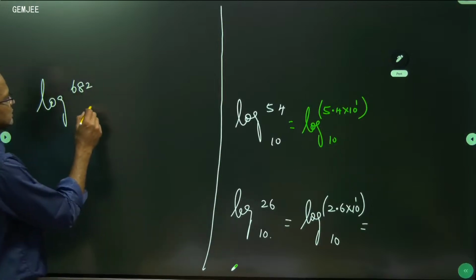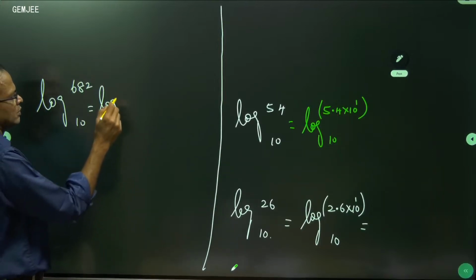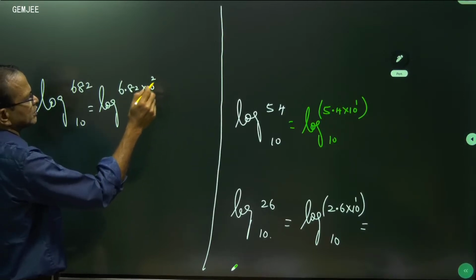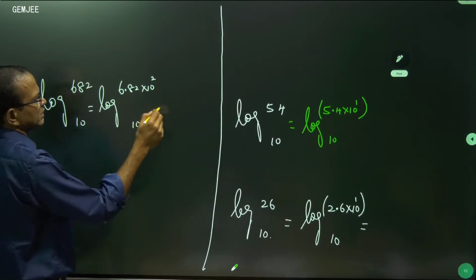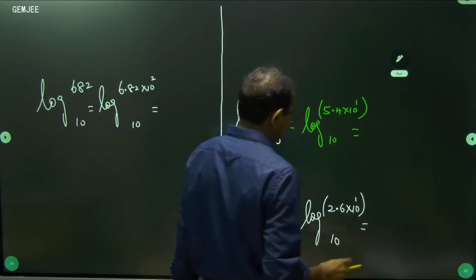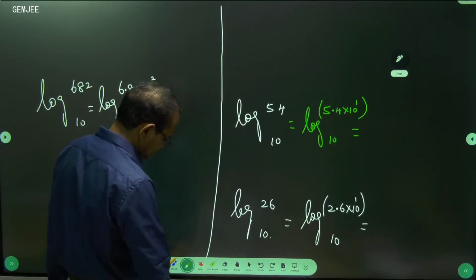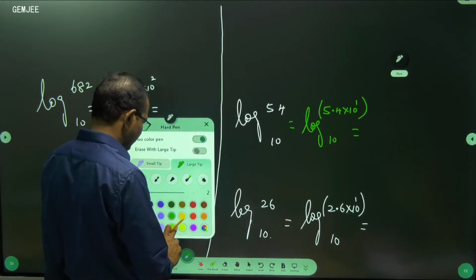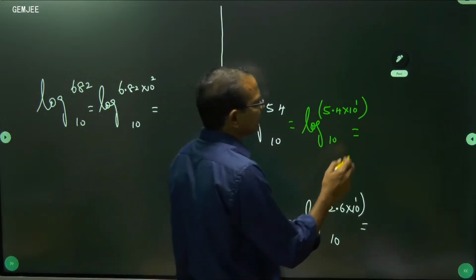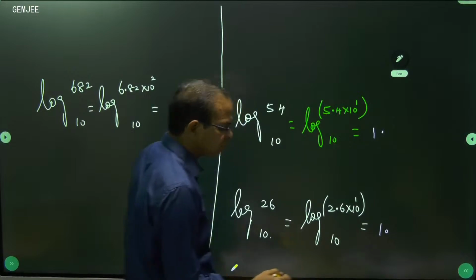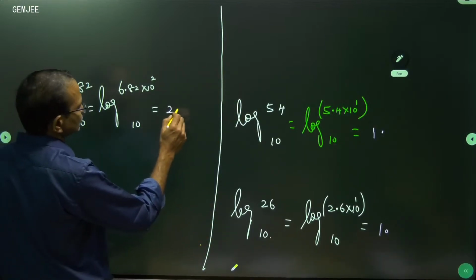This can be written as log of 6.82 into 10 power 2 to the base 10 equal to. Actual reckoning: first one will be 1.7324. So how you have to see is the log table, sir. Yes, you are right. The characteristic is 1 here. Here the characteristic is 2.